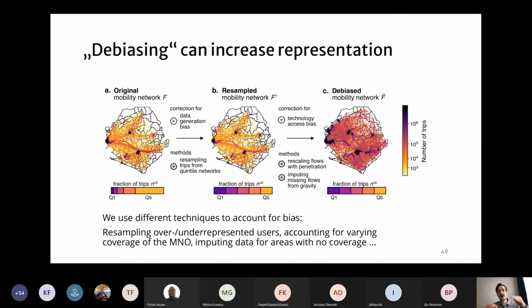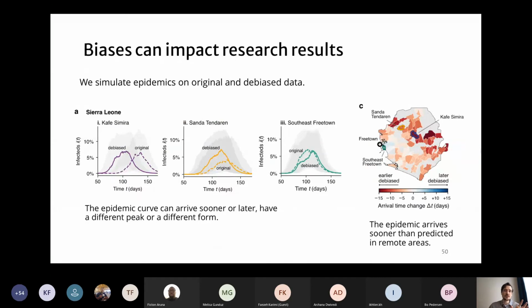So for example, by evening out the fraction of trips that we have from each user group, and also by filling in the mobility for areas where we don't have data. So by estimating it from statistical models, which you can see, for example, in the top right part of Sierra Leone. And then what we did is we compared this debiased data set to the original data set in one specific application: we simulated epidemics on both data sets and looked at the differences.